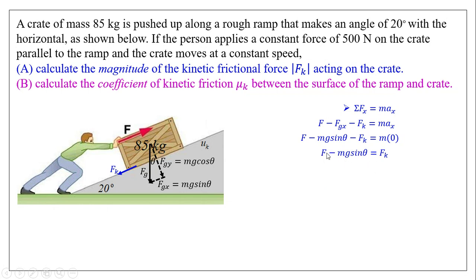Well, here I know F is 500. I know the mass is 85 kilograms. I know g here is 9.8. Once again, I want to plug in 9.8 because the negative sign has already been accounted for in my work. The theta is 20 degrees, because it's given in the problem in the diagram.